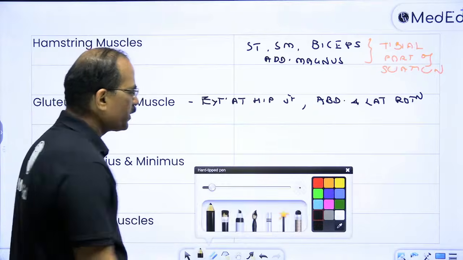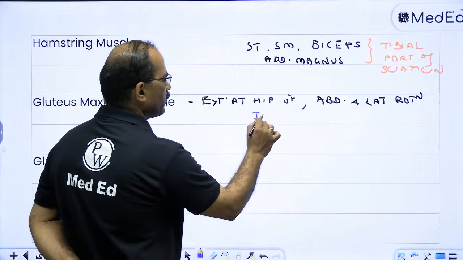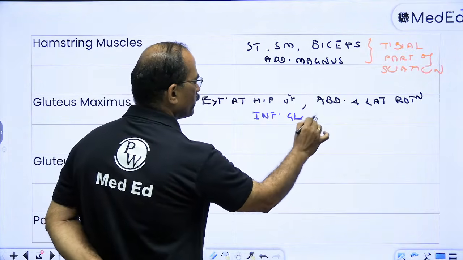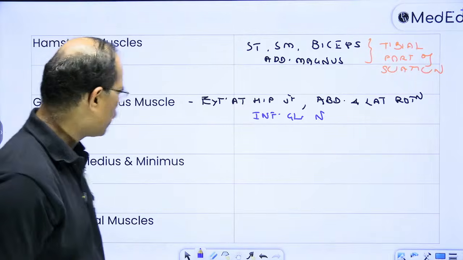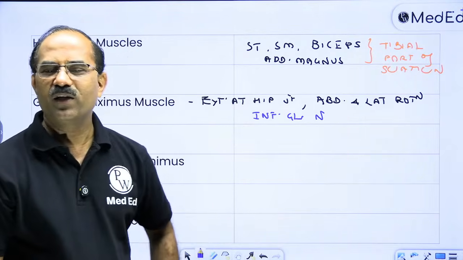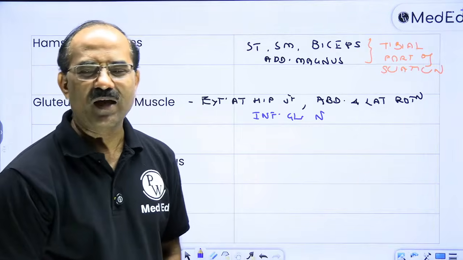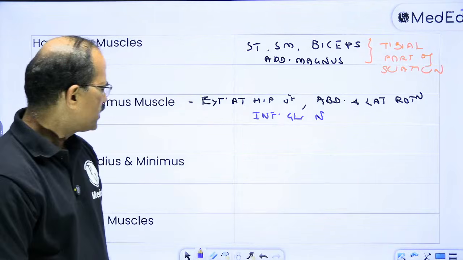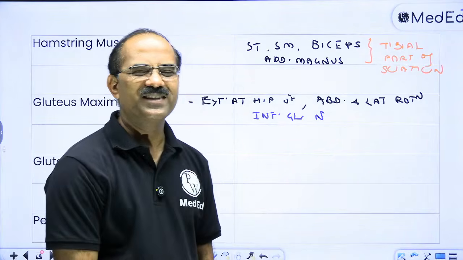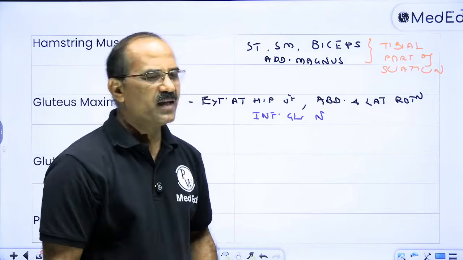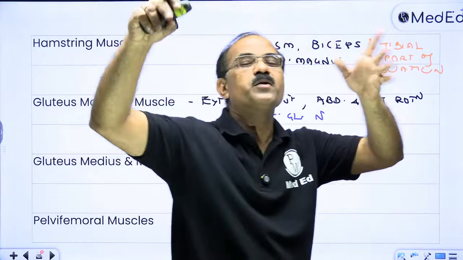What is the nerve supply of gluteus maximus? That's the inferior gluteal nerve. Inferior gluteal nerve. Remember, children, it is very important. The inferior gluteal nerve supplies the gluteus maximus. Fine. By the way, what does the superior gluteal nerve supply? This has been asked many times.